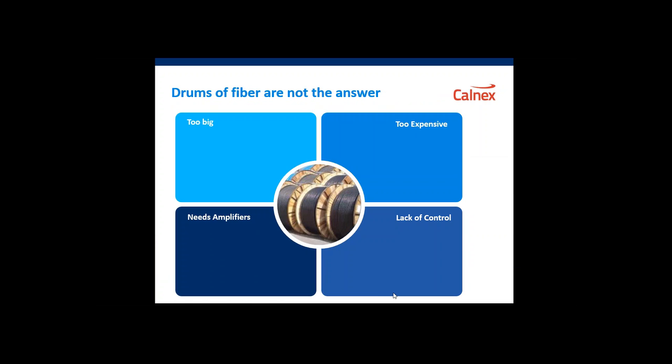However, this has a big challenge. Using drums of fiber has a number of significant challenges. Obviously, they're big, large and heavy. For a millisecond of delay, you need 200 kilometers of fiber.